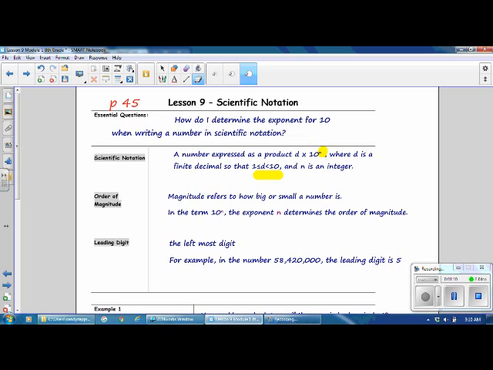The leading digit is the leftmost digit. For example, in the number 58,420,000, the leading digit is 5.